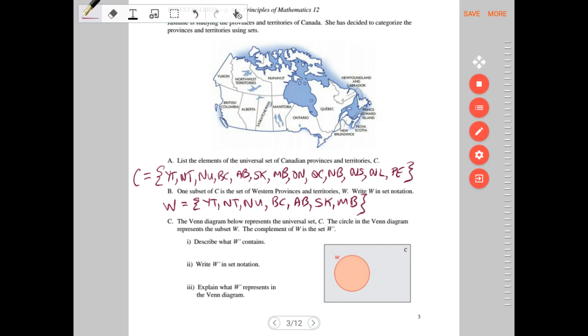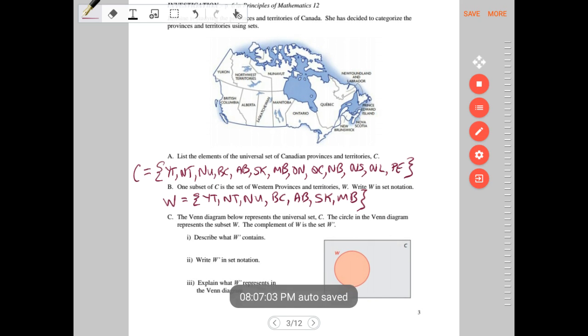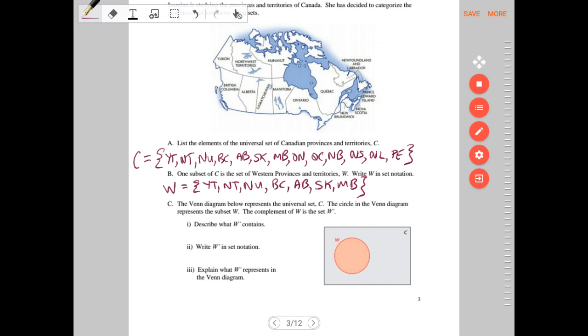All right. The Venn diagram below represents the universal set C. The circle in the Venn diagram represents the subset W. The complement of W is the set W prime. That's a W with a little tick mark there. Okay, we call that tick mark A prime.